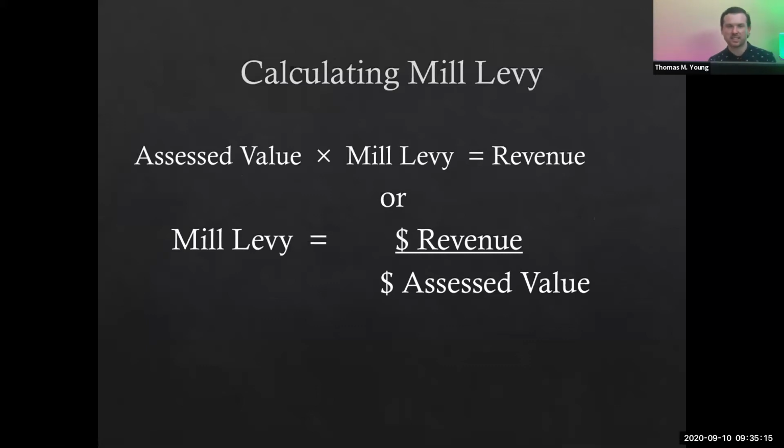And the basic calculation for the mill levy is that a certification of values form comes to your entity, and the assessor's office has certified so much assessed value sits within that entity's boundaries. That assessed value times the mill levy of the entity equals its revenue. So to work backwards from that, if you know how much revenue you need and divide it by the assessed value that the assessor's office gives you, you can calculate your mill levy.